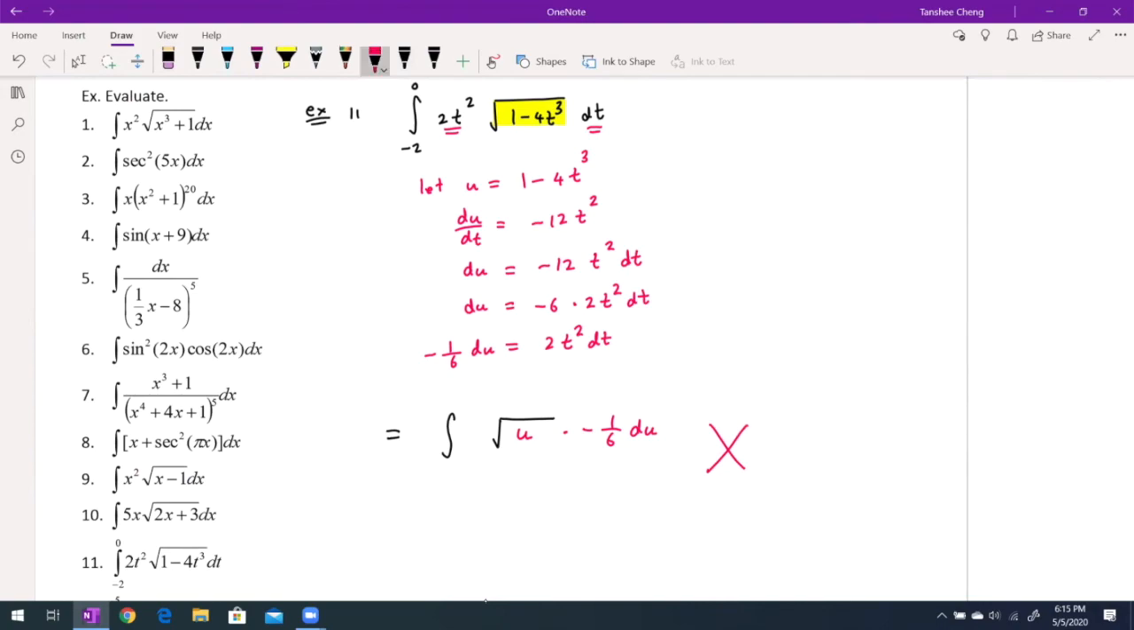So technically, when you do the substitution, you also need to look at your limits. So when t is equal to 0, the upper limit, that means my u is going to be equal to 1 minus 4 times 0 to the third, because my u is equal to this, 1 minus 4t to the third power. So therefore, my u will be equal to 1. When t is equal to negative 2, my u will be equal to 1 minus 4 times negative 2 to the third power, which is going to be negative 8 times 4, 32, plus 1, right? That will become 33.